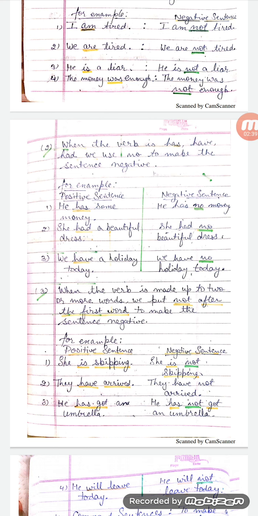Example number 2, she had a beautiful dress. The negative sentence will be she had no beautiful dress. Example number 3, we have a holiday. And the negative will be we have no holiday today.